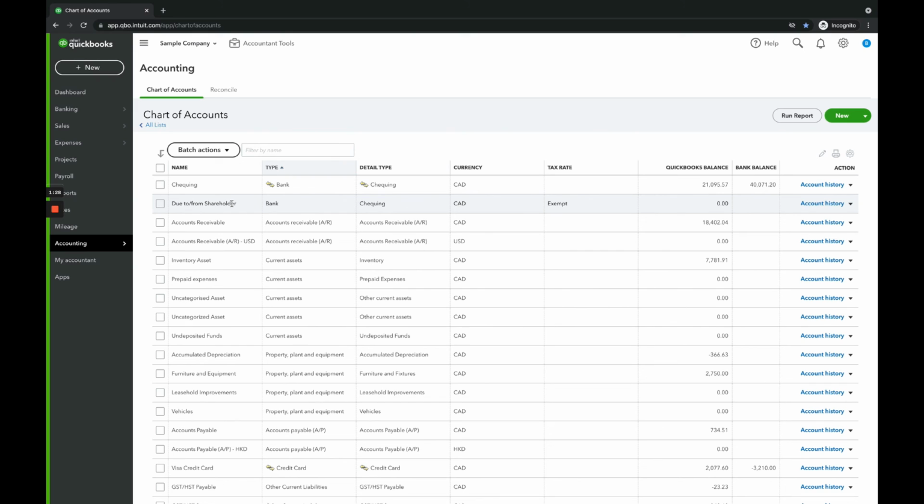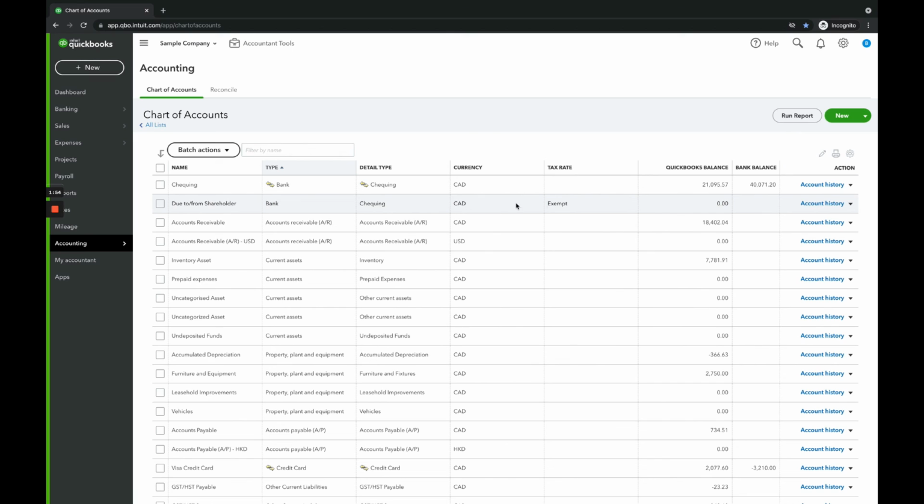Now, another situation where you would use this account is if, let's say, there was not enough money in the business checking account to pay down the credit card. So the business owner decides to basically use their own funds to pay for the credit card. That's one more instance where you will be using this account.